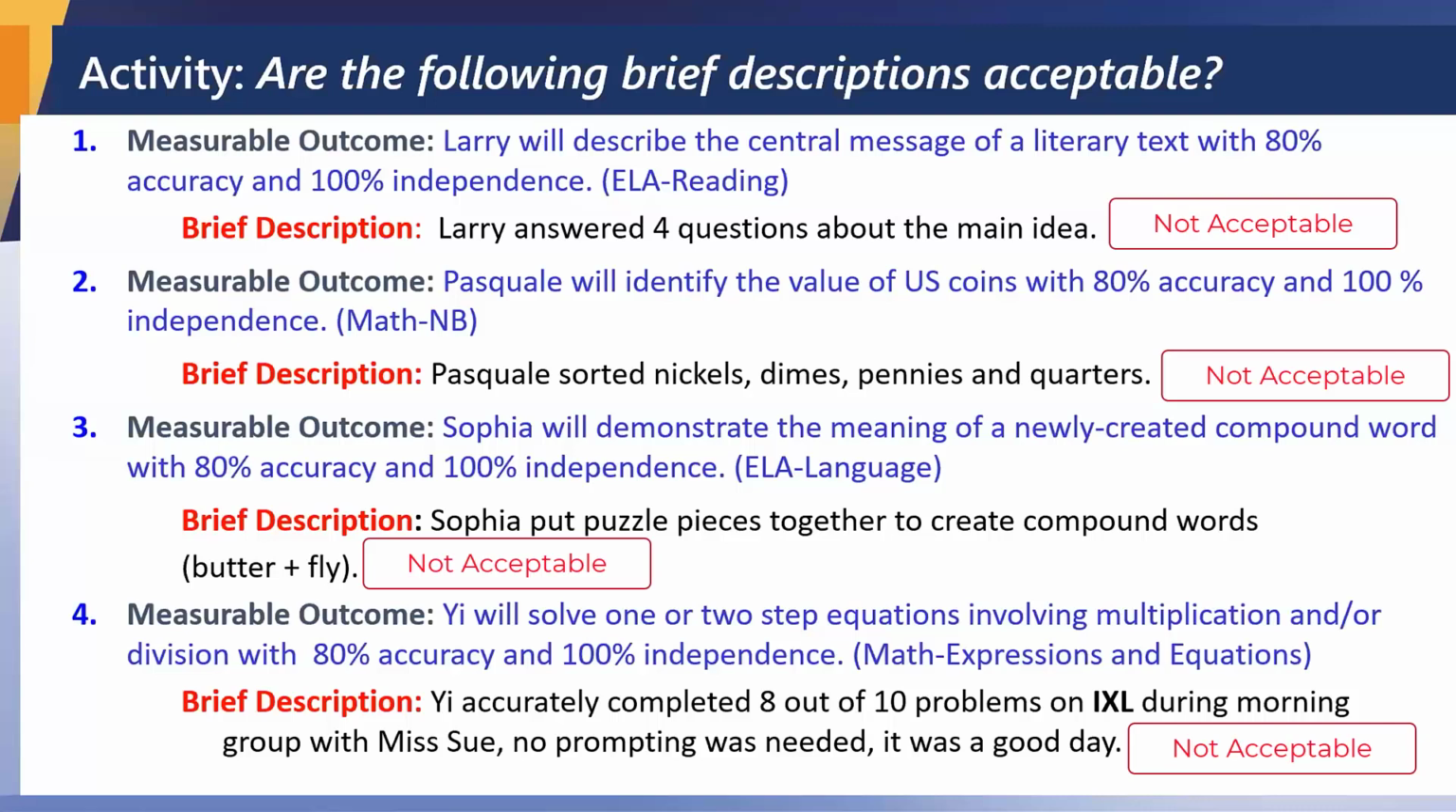And if the student has a very, very long name, you don't have to use it. You do not have to rewrite the student's name in the brief description every time. You can if you have room, but it isn't required. You can also abbreviate it if you want, if that helps.